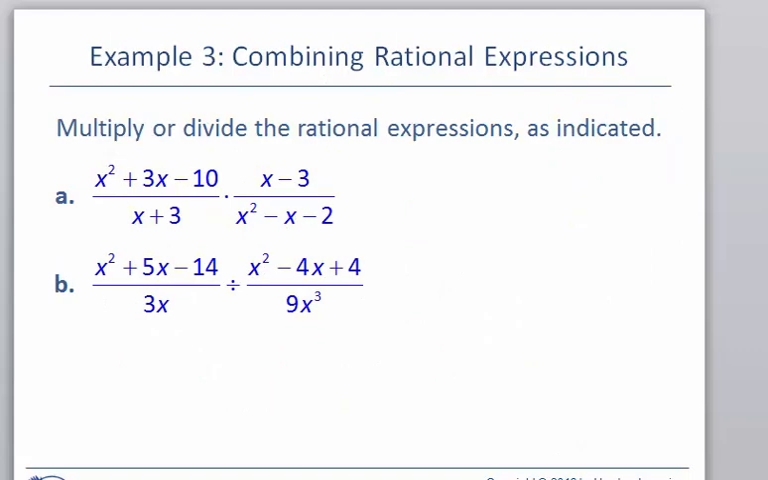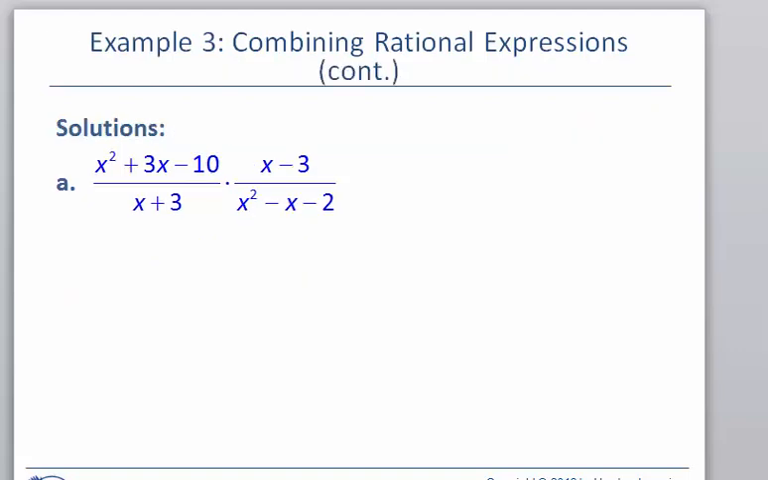All right, our next example asks us to multiply or divide the rational expressions as indicated. So we want to start with our first one, which is x squared plus 3x minus 10 divided by x plus 3, times x minus 3 over x squared minus x minus 2. So again, we want to go ahead and we want to factor those two quadratics to see if anything's going to cancel out.